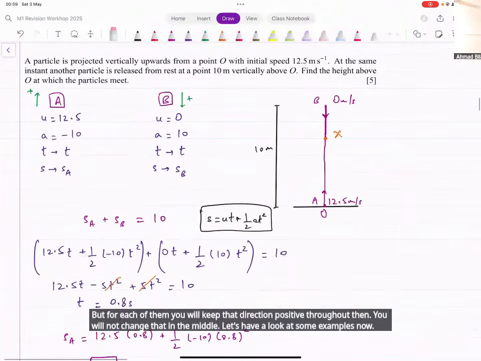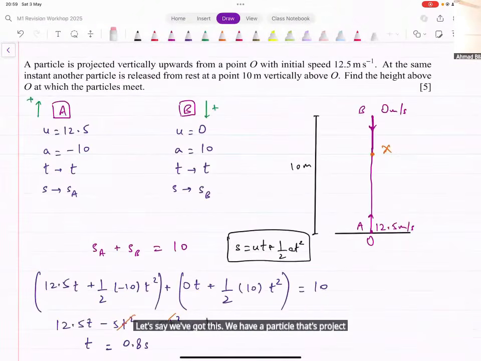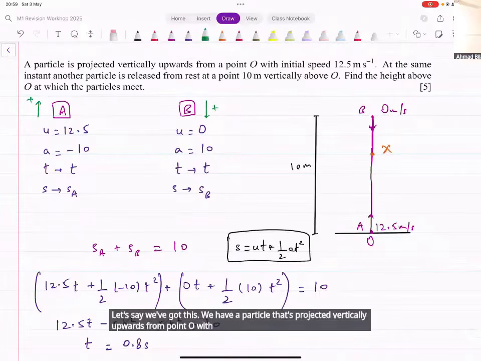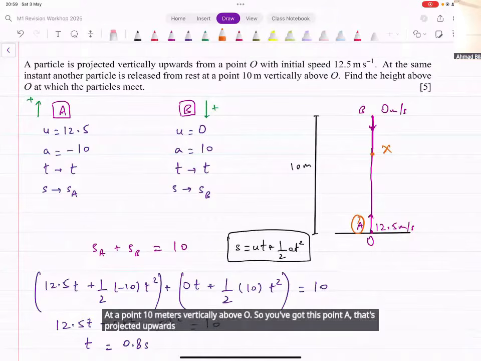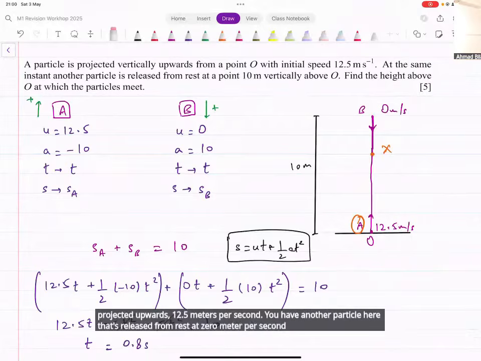Let's say we've got this. We have a particle that's projected vertically upwards from a point O with initial speed 12.5 meters per second. At the same instant, another particle is released from rest at a point 10 meters vertically above O. So you've got this particle A that's projected upwards at 12.5 meters per second, and another particle B released from rest, at 0 meters per second.